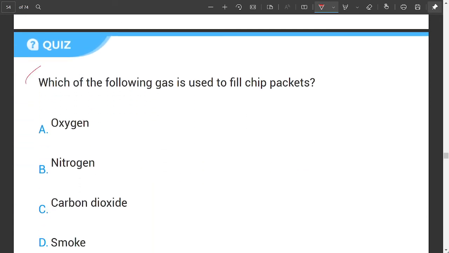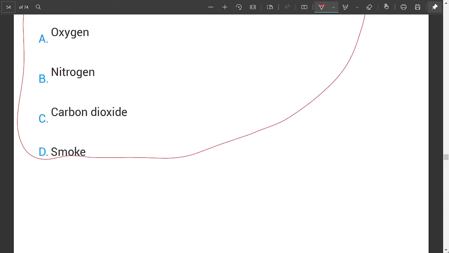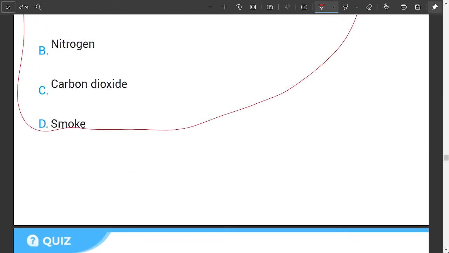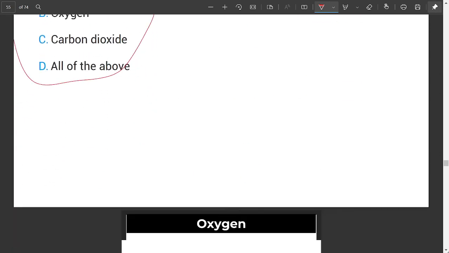Now this is a question for the homework too. You can answer this in the chat box. Whoever answers this will get a shout out from my side. Okay, which gas is used in the fertilizers? This is also a shout out question.